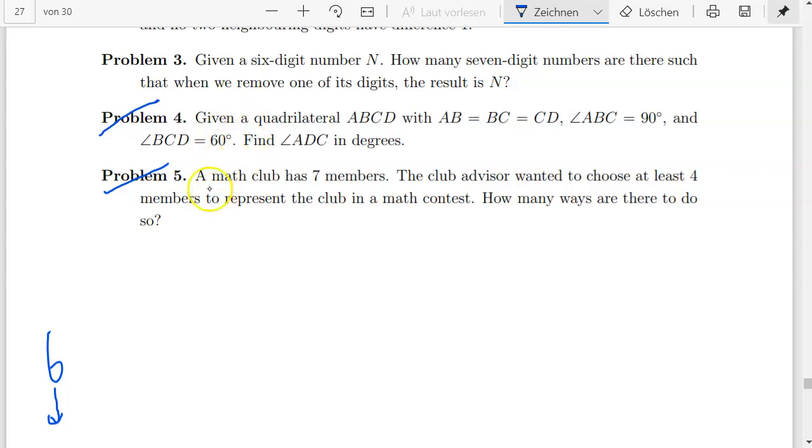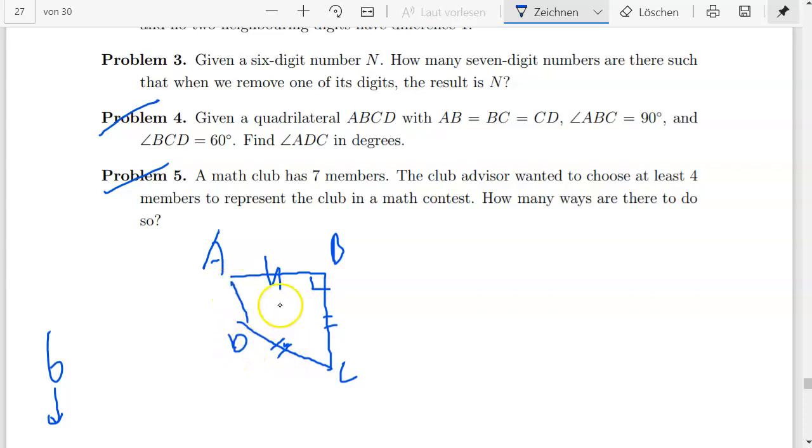So now back to the question. So we have AB, BC and CD. So maybe I should draw this first. So this is our AB, BC. Then we have these two of the same length. And then for CD, this one is also okay, so these two are also of the same length.